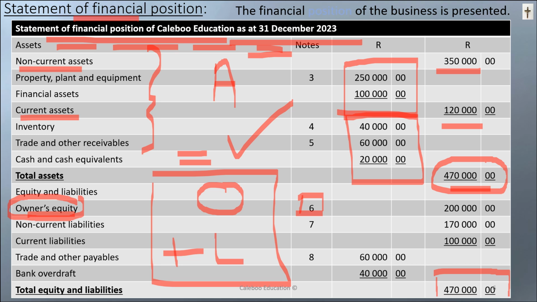Management is responsible for analyzing the financial position of the business and planning and controlling and possibly changing how we go about our business if we're not happy with these numbers. But for now, we got a statement of financial position, and I've just explained the contents of this statement.